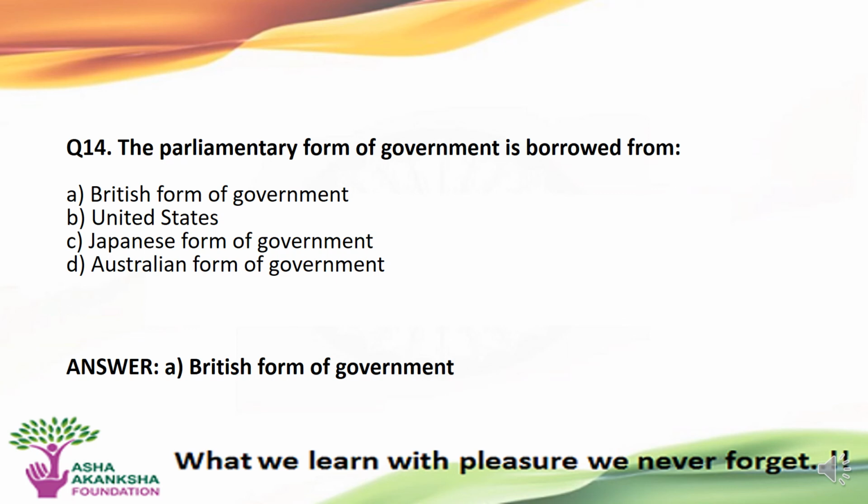The next question is: the parliamentary form of government is borrowed from which form of government? Options are A. British form of government, B. United States, C. Japanese form of government, or D. Australian form of government. The correct answer to this question is option A, that is the British form of government.